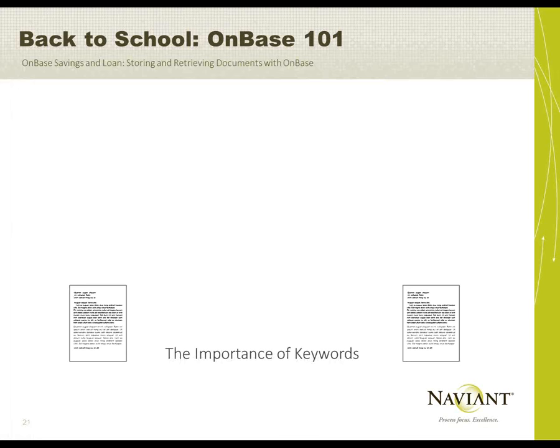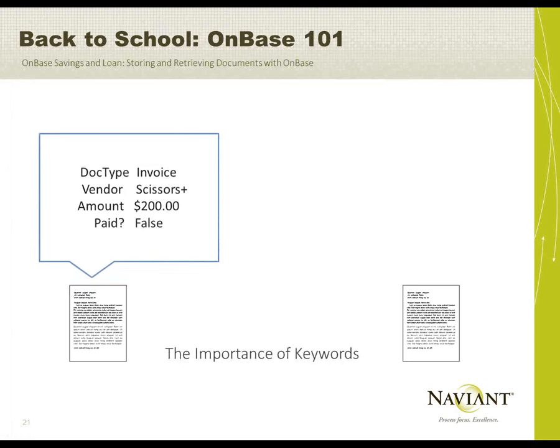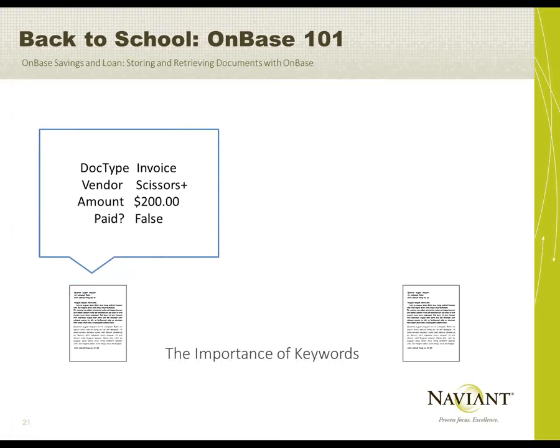Let me demonstrate with a quick little slide that I threw together. I have a tale of two documents. These are invoices. They're from Scissors Plus. They're for $200, and they're unpaid. We think we've pretty much got everything covered there. So we make this our document type.